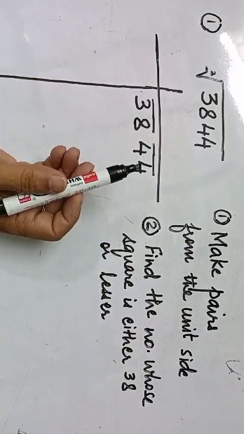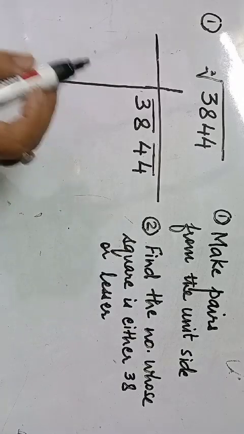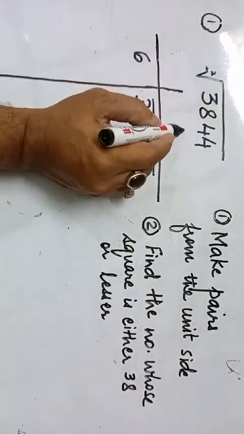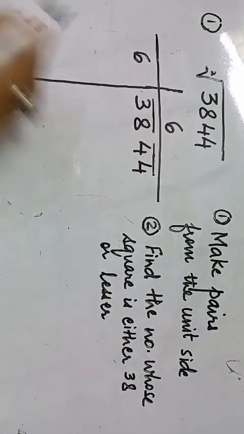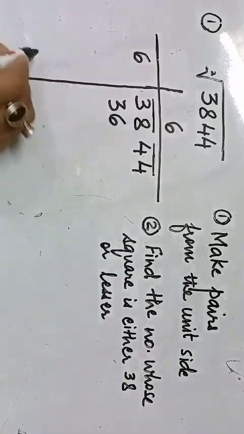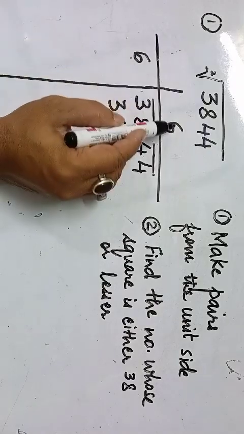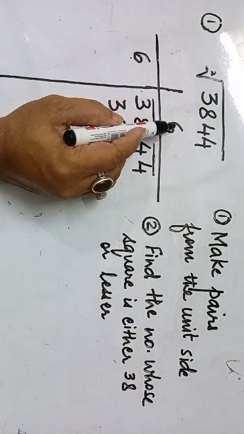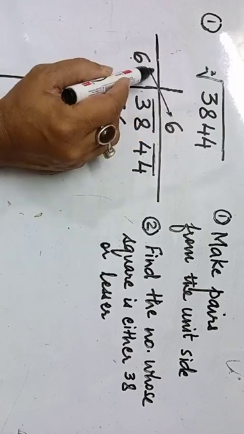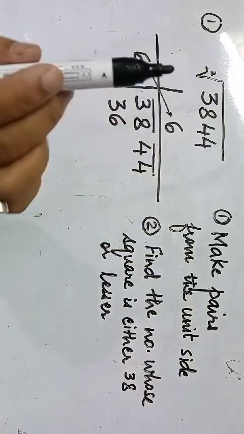38 is not a perfect square, we all know that. 36 is the nearest lesser square number. We get 36 only when we do 6 into 6. So it is the square of 6 which gives me 36. Please understand that we have to put the number here as well as that same number here, so that 6 into 6 when you multiply. These two numbers will get multiplied, and remember, these two numbers have to be same.